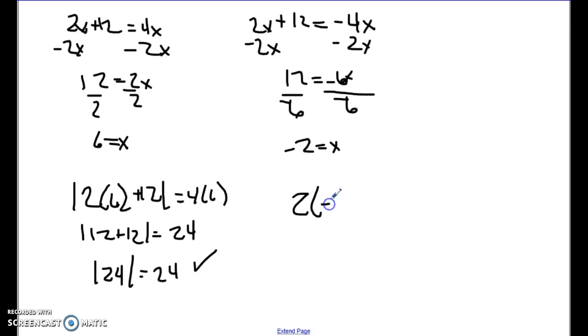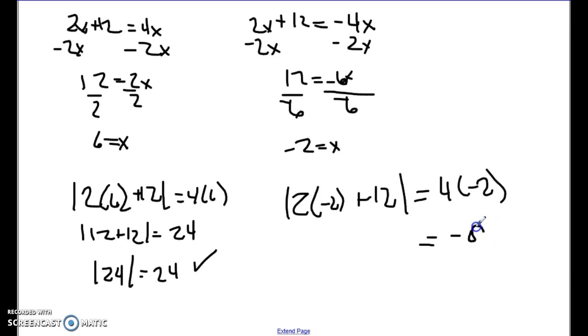So I've got 2 times a negative 2, and the absolute value of that, plus 12. This 12 is also in my absolute value, equals 4 times this negative 2. So I see that over here I'm going to end up with a negative 8. Now remember back at my original when I started, one of my properties, I can never have an absolute value of something equal a negative number, so I know that this one does not work.